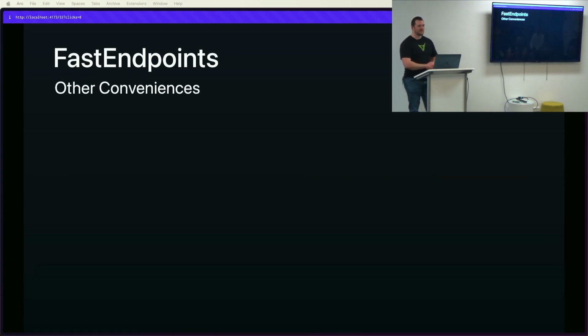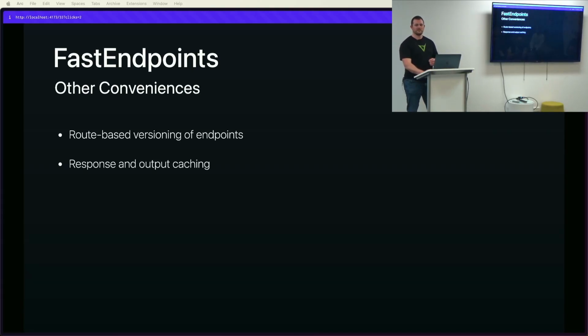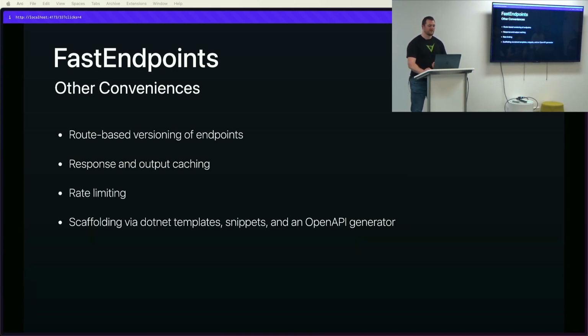So there are a handful of other things that FastEndpoints looks to make easier for us, but I won't go into detail on those ones here. These include some things like easy route-based versioning of endpoints, caching, rate limiting, and scaffolding via .NET templates. There's also an OpenAPI generator that I haven't actually tried using myself, but that's an interesting option that we have. That said, it might give you a very good idea of how an existing solution might look in FastEndpoints without having to do a lot of legwork to understand how that feels.